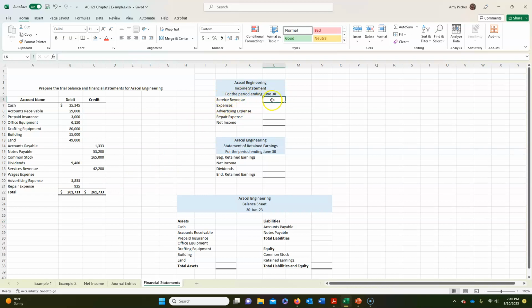Now we're going to make our financial statements. So we have our service revenue of $42,200, advertising expense of $3,833, and repair expense of $925. So our net income is service revenue minus all of our expenses added together. I'm going to bold these for formatting. I'm actually going to do that on all of them.